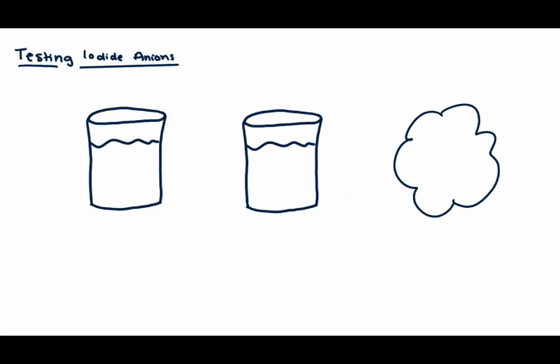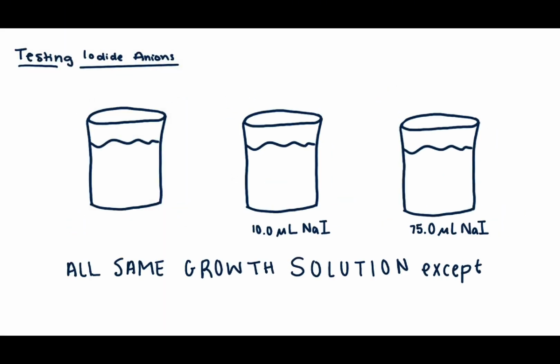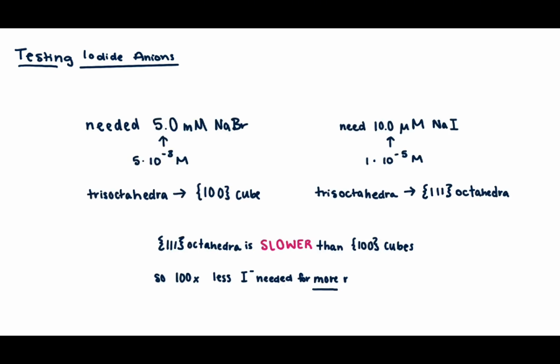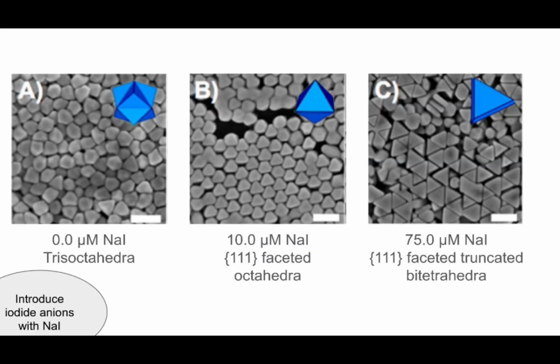An identical procedure was used with sodium iodide. However, the amount of iodide necessary to result in similar or greater decreases in rate is 2 orders of magnitude less than the amount of bromide needed. This relationship also supports the hypothesis that larger halides hinder the rate more significantly than smaller halides.